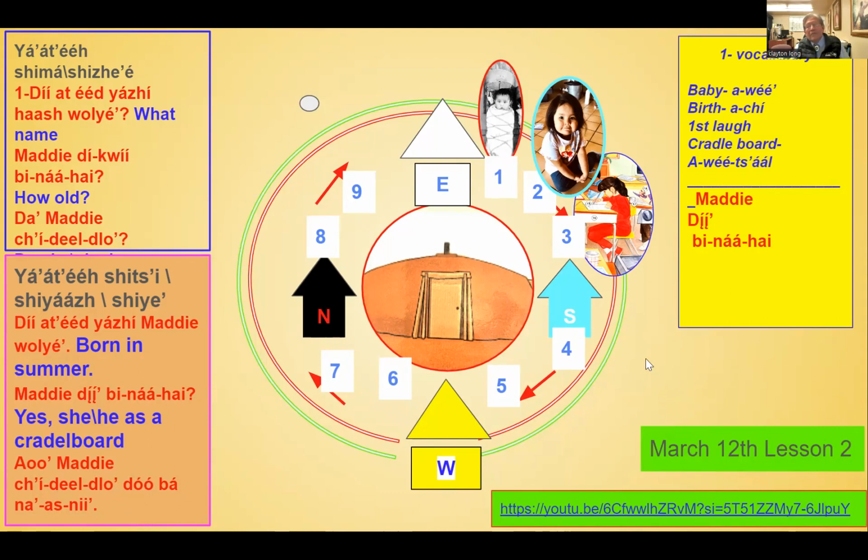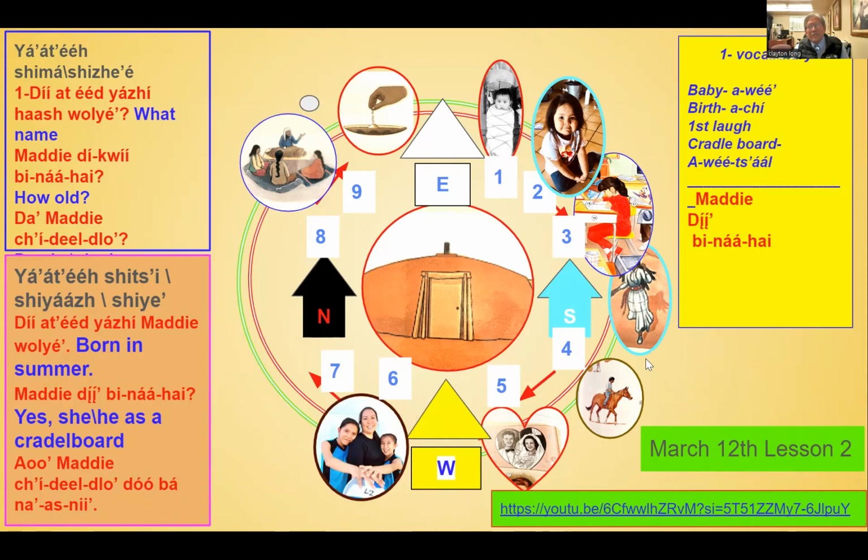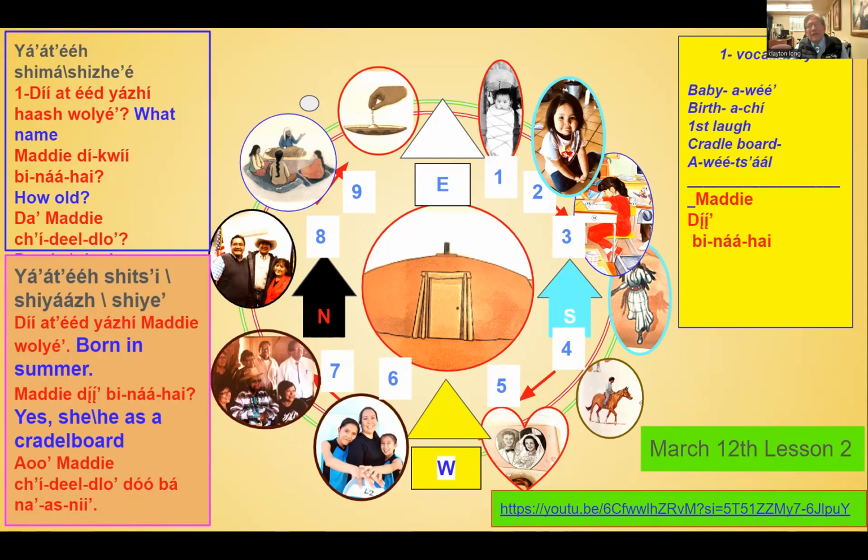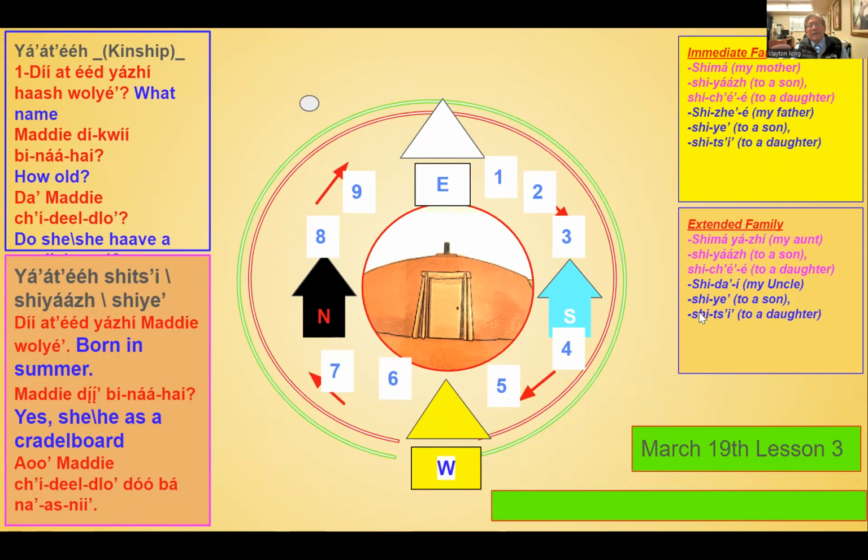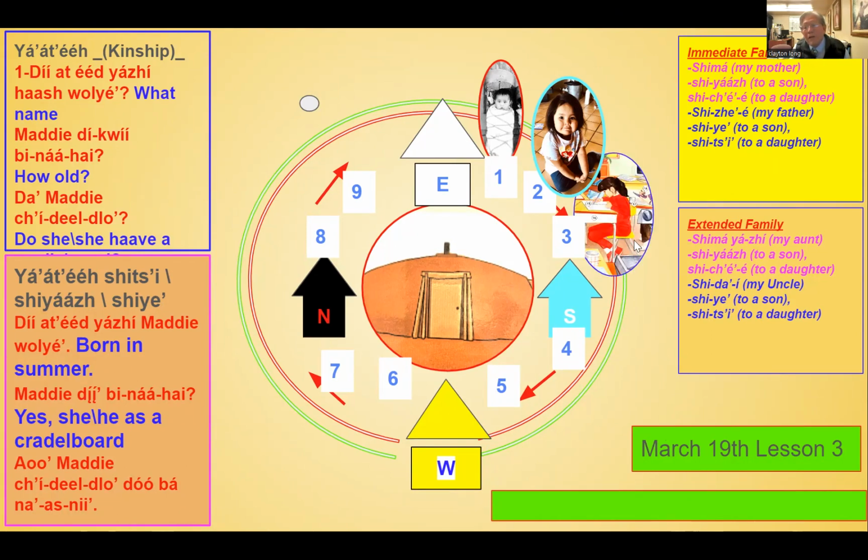But I'll pass this one and then go to lesson 3 there. Okay. So Maddie, she's 2 years old, and now she's in school. Today is March 13th, the video is going on right now. Another thing I wanted to share with you today is I thought we'd just zero in on the mother, father, and then son and daughter.